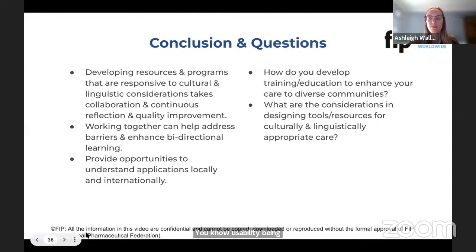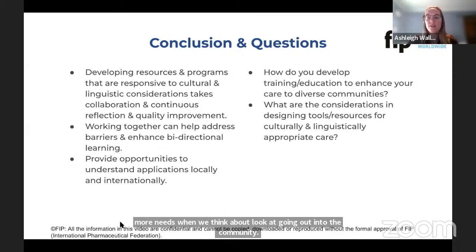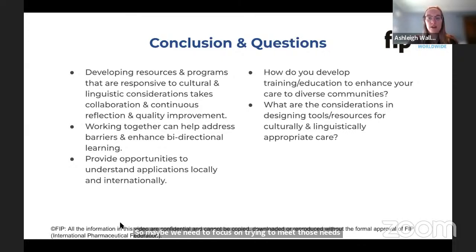So there were a lot of different things we had to think about, and we noticed there were a lot more needs when we think about going out into the community. So maybe we need to focus on meeting those needs first, and see how we can make this work in that setting, and then bring that back and start working out a plan to implement it.